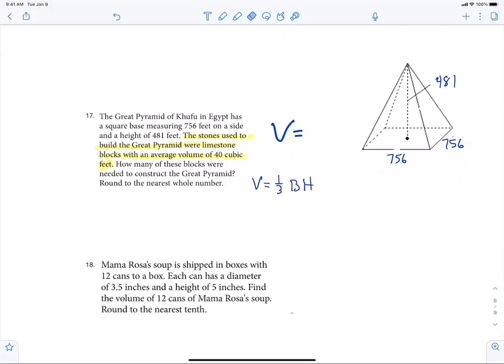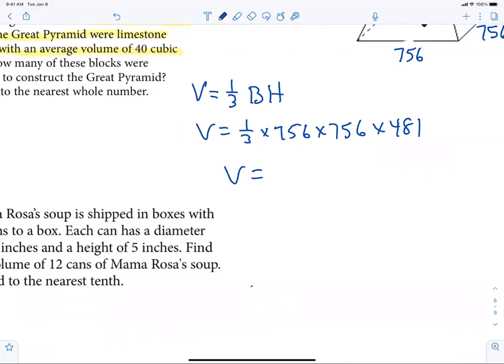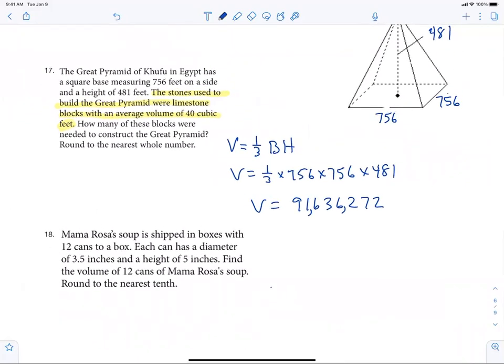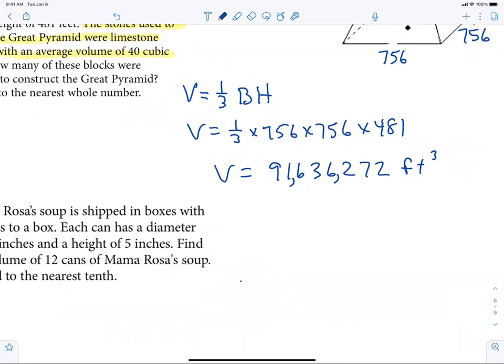So now what's the formula for volume of a pyramid? Not one half, but one third. One third area of the base times the height. 1/3 times 756 times 756 times 481. So tell me what that volume is. Like that? Anybody else get that big number? And that would be cubic feet. Well, now everybody's got to type that in the calculator. That's part of doing it. So that's how many cubic feet there are in that pyramid.